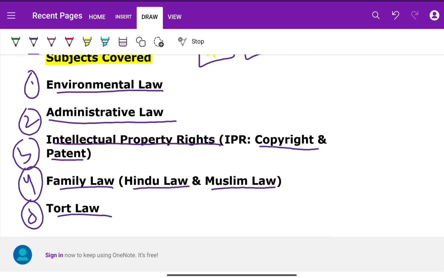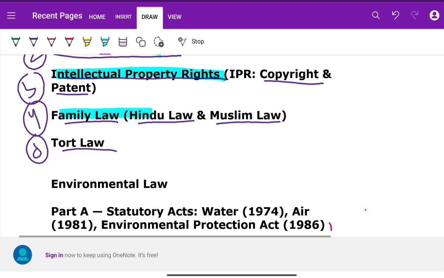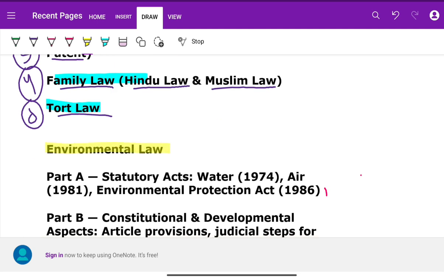Now I will deal with each of these subjects, how you can deal with each of them and how you can prepare all 5 of them. So first we are going to start with the environmental law.